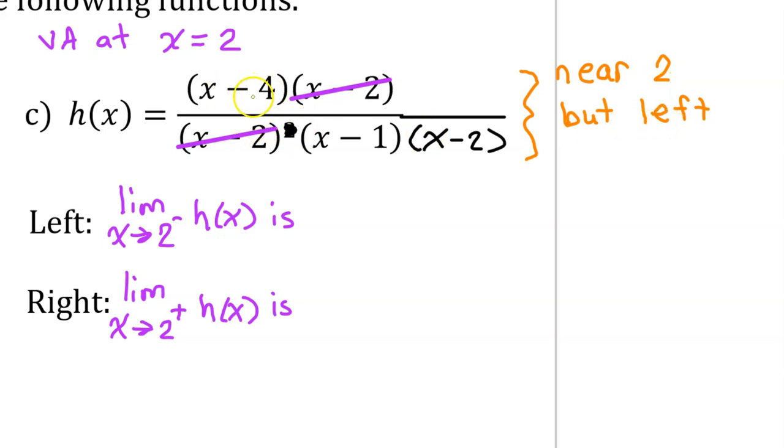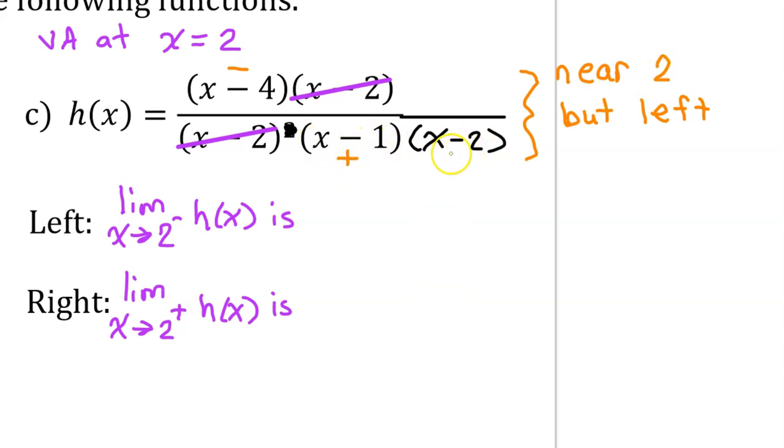So near 2, the x minus 4 is going to be negative, because we can actually just go ahead and plug the 2 in, and that would be 2 minus 4, which would be negative 2. So near 2, this factor is definitely going to be negative. In the denominator, the x minus 1, we can again just plug in the 2. 2 minus 1 is 1. That's positive. So near 2, x minus 1 is positive.